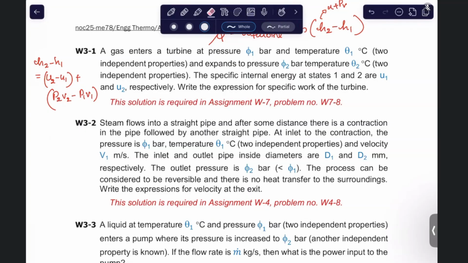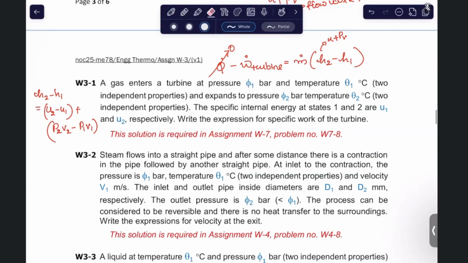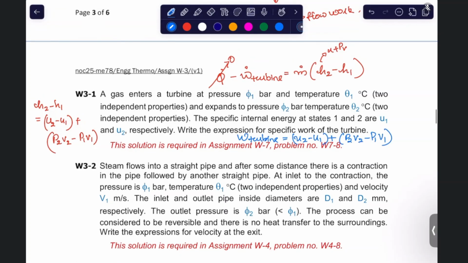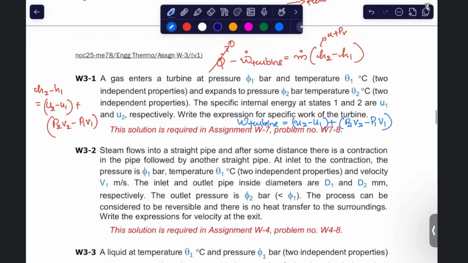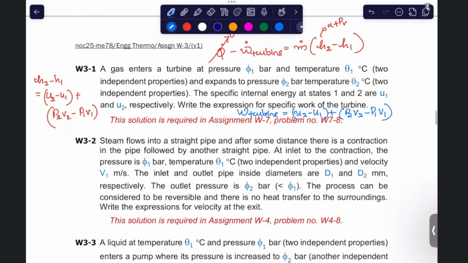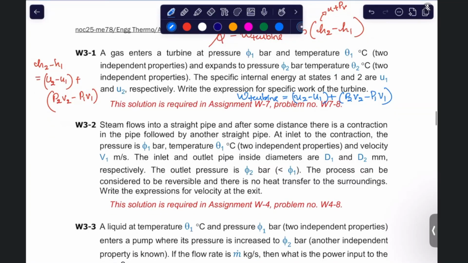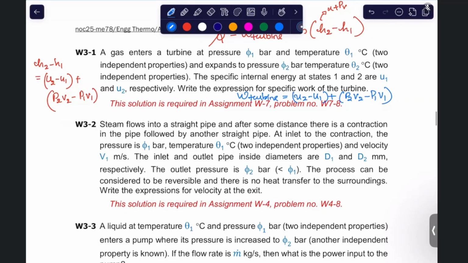So the final expression will be W turbine equal to U2 minus U1, plus P2 V2 minus P1 V1. Or if you want, instead of P2 you can write Phi2, and instead of P1 you can write Phi1, and temperature you can write it as CVT.